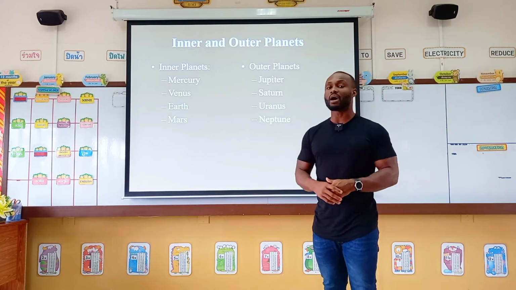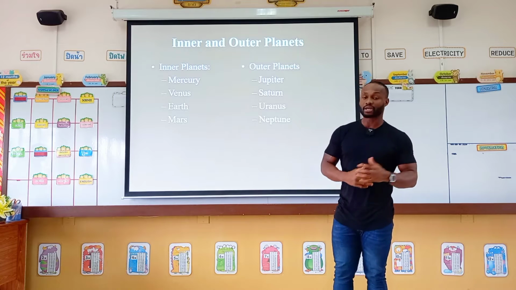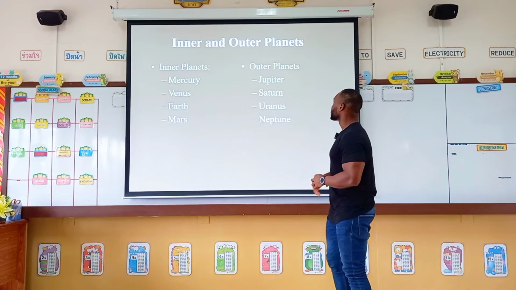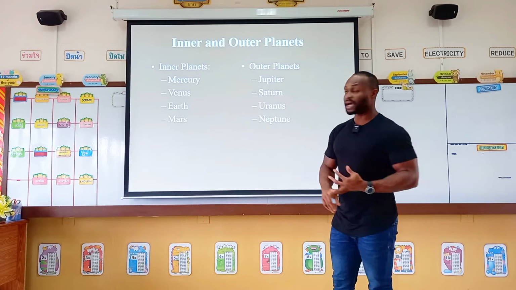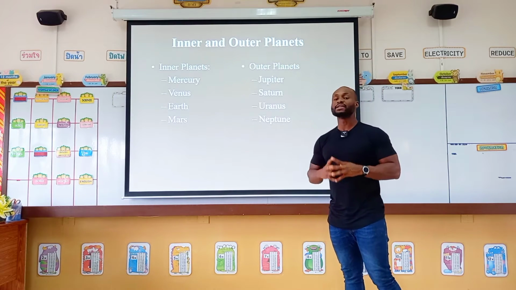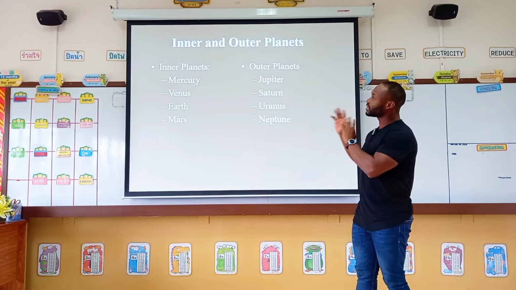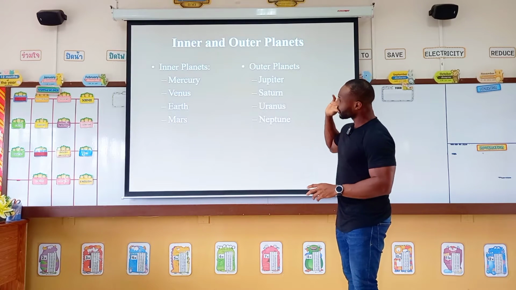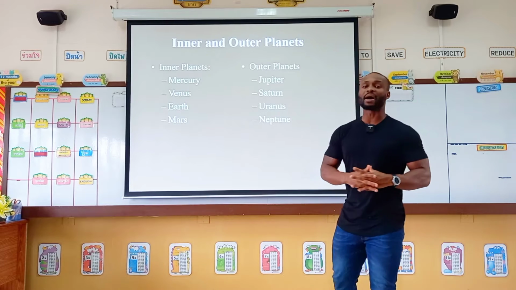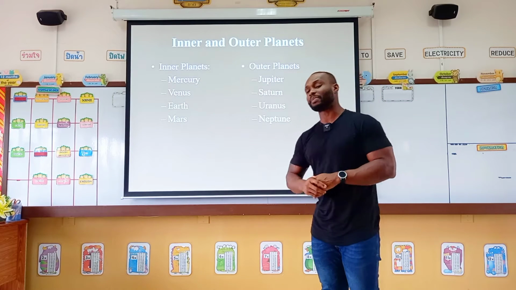They are made up of gas. You can call them gas giants, okay? And these planets consist of Jupiter, Saturn, Uranus, and Neptune. So these are the differences, okay? And also, these are just it about inner planets and outer planets. Next, teacher.